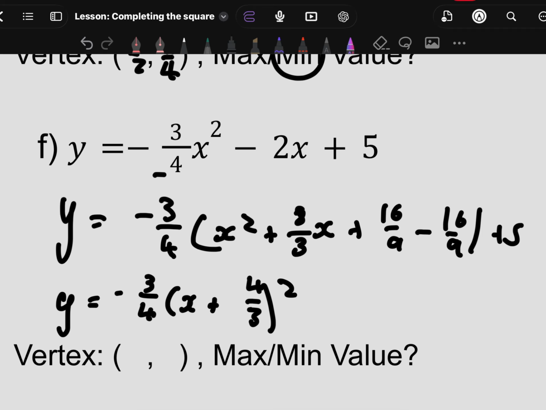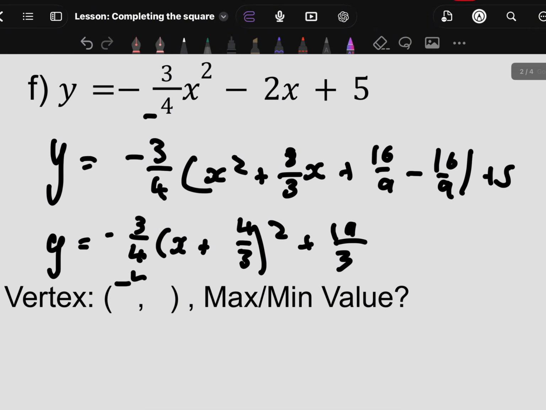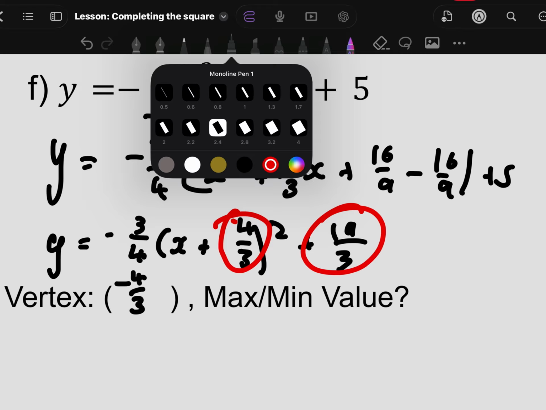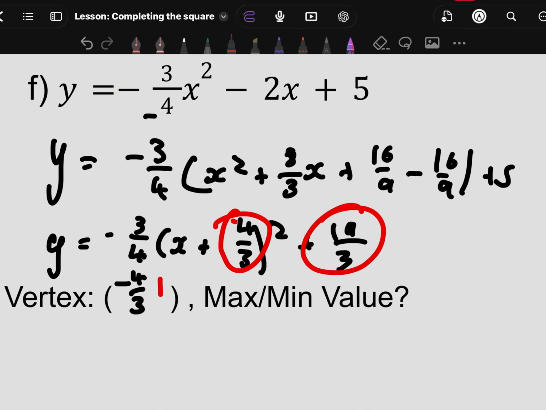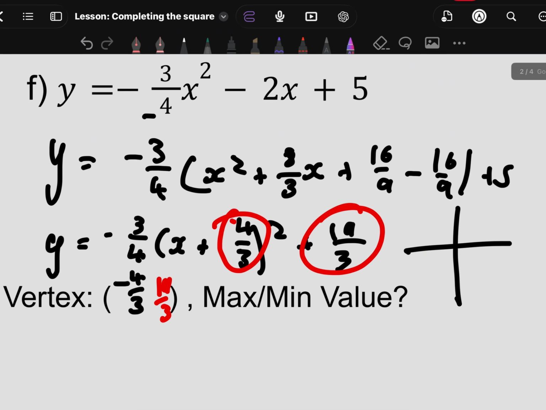And from here we do negative 3 over 4 times negative 16 over 9 plus 5. And that gets us plus 19 over 3. Opposite of that is negative 4 over 3 inside here. And here is our C, or our shift upwards, and that's going to be 19 over 3. And from here, this is a negative, so it's a sad face, and it's a max here.